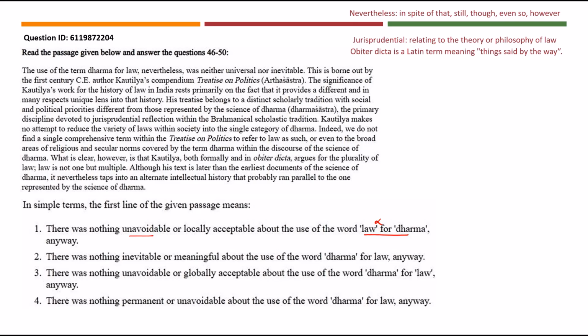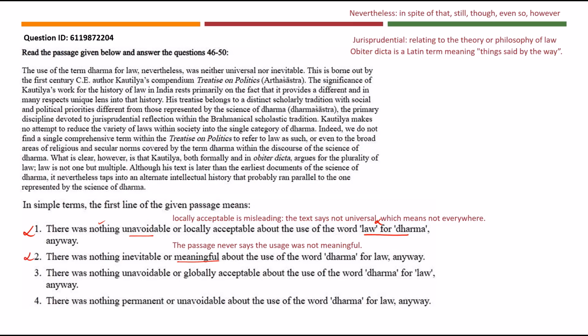When they say neither universal, already they mentioned nothing here. So universal is talking about the global aspect and not the local aspect. So definitely one is wrong. Locally acceptable is misleading. The text says not universal, which means not everywhere. The second statement, there was nothing inevitable or meaningful about the use of the word dharma for law anyway. There is no place it is mentioned as meaningful. The passage never says the usage was not meaningful. They talked about only 2 characteristics there, universal and inevitable. So 2 is also not the right one.